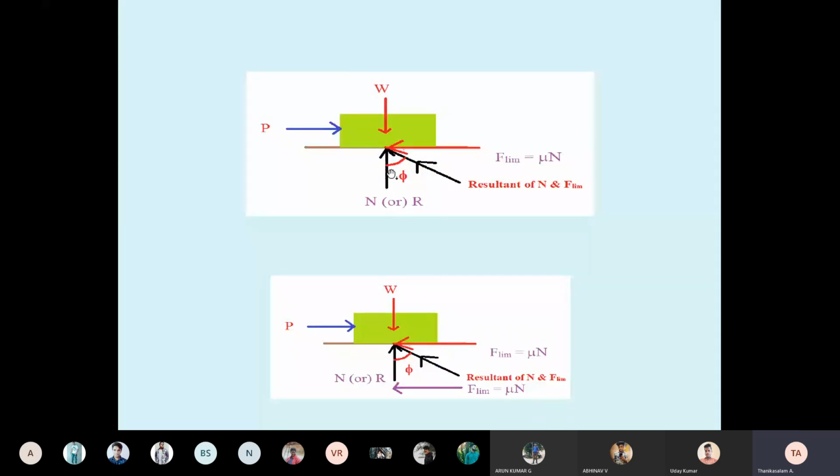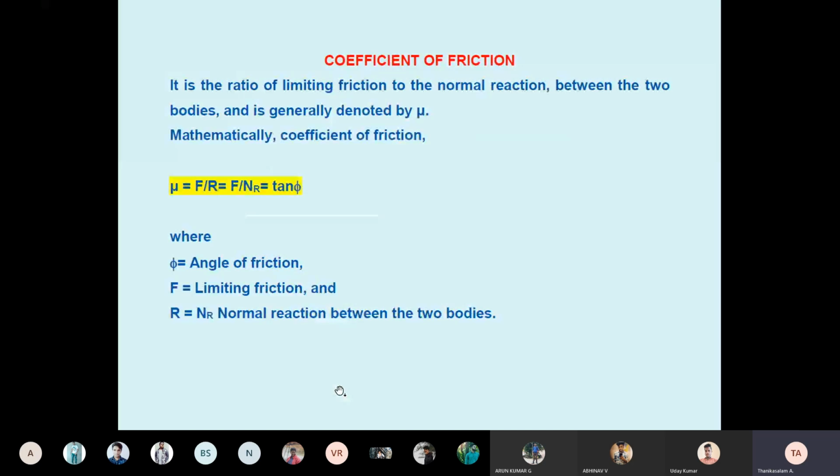So the angle made with respect to the vertical, that angle is called angle of friction. This is another important 2-mark question. What is angle of friction? Tan phi equal to F limit divided by N. You know tan theta is what? Opposite by adjacent side. So tan phi equal to F limit divided by R or F limit divided by N. That's the angle of friction. So tan phi equal to F divided by R.